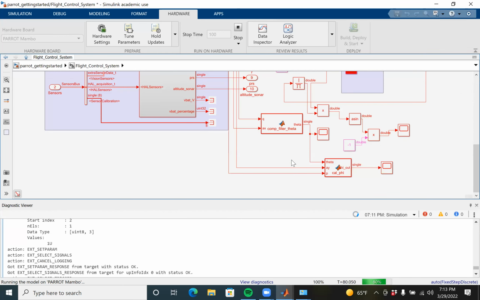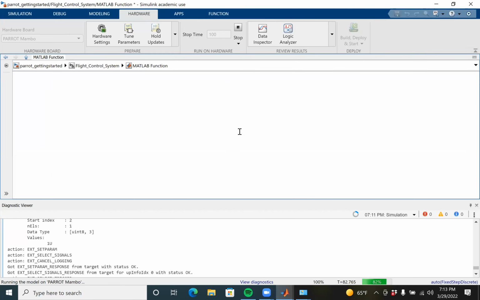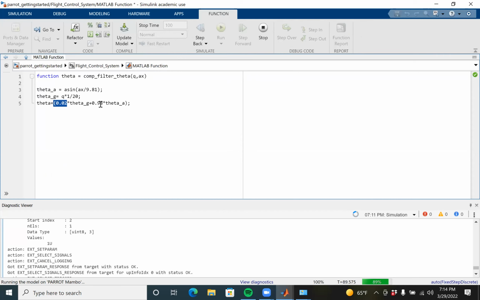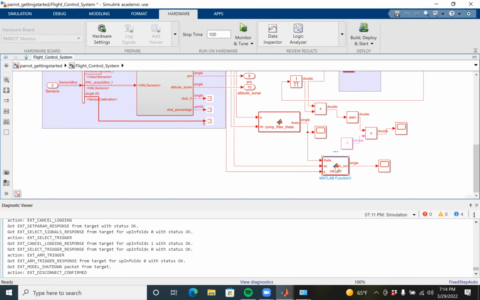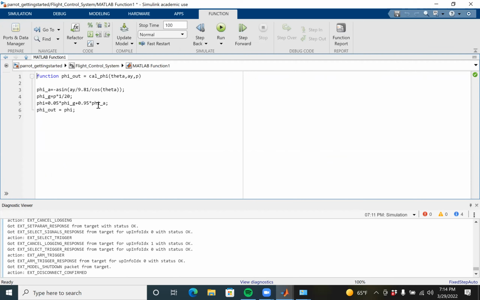And that's deliberate. So what I want you to do is look at this complementary filter code. And can you see here it is 0.02 theta plus 0.98 theta. So 0.98 is on the acceleration and 0.02 is on the gyro. Now I want you to go to this one. And can you see it is 0.05 and 0.95. So the weights are different. That's why the response is different. Everyone understood this?